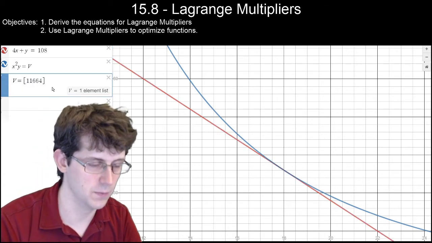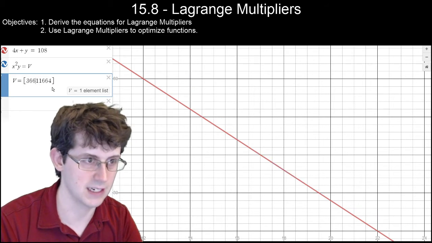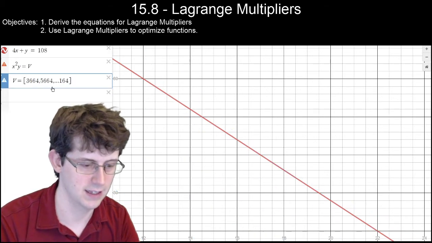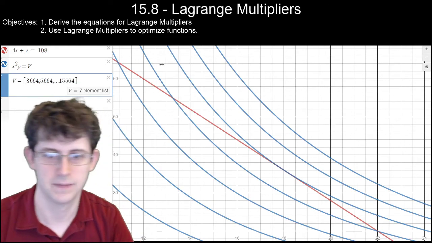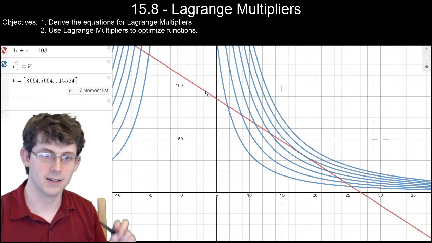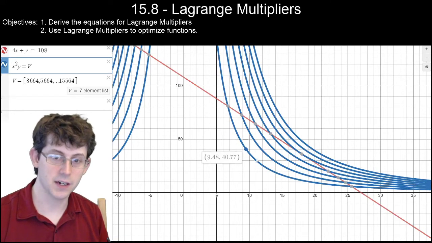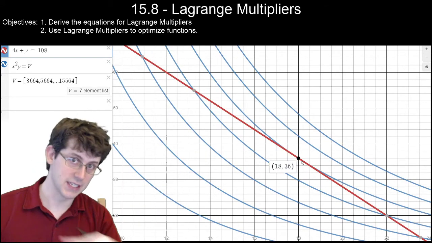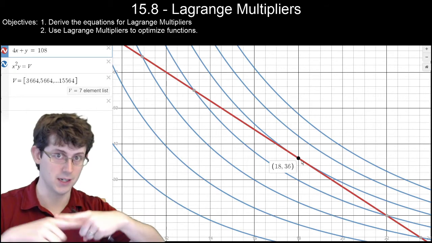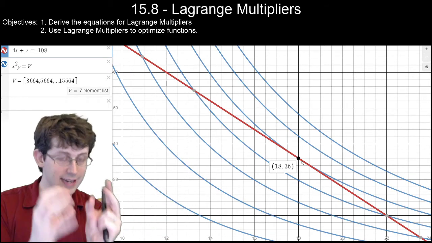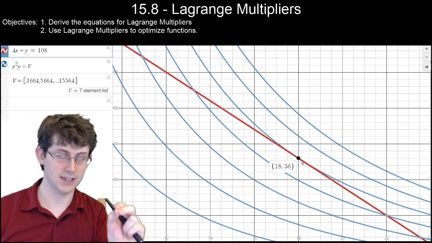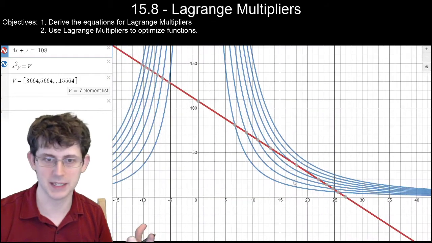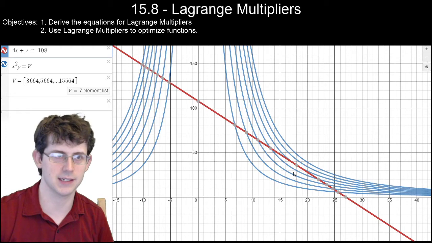Let's see if I can finish up recreating that picture. Let's do like 3664, 5664, and then like 15564. So we've got our restriction and the level curves of our objective function. And the maximum value of the objective function happens when the level curves are tangent to the restriction. That idea, if we could write down an equation that would say the level curve of the objective function is tangent to the restriction, that's the maximum. It's also where the minimum happens, but there is no good minimum for this box.